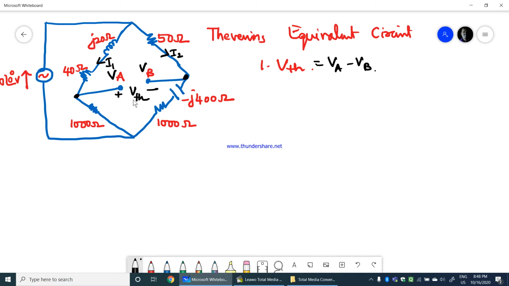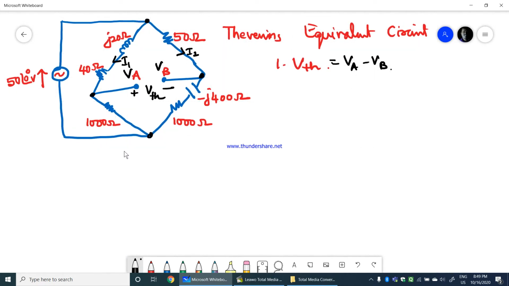Now if you clearly see, this is open, right? This is an open terminal. So the current I1 is the branch current flowing through this entire branch, and the current I2 is the branch current flowing through this entire branch. Now what is the voltage across both the branches? The total voltage across both the branches is nothing but 50 at an angle 0 degrees. Either you take the voltage across this branch, it is 50, or across this branch, it is 50. Therefore I1 would be equal to the total voltage 50 divided by the summation of these three resistances. So what do I get?